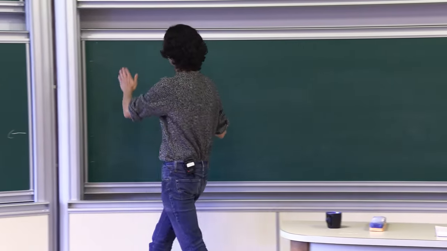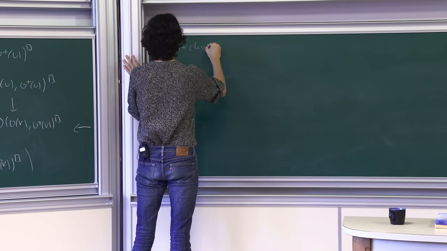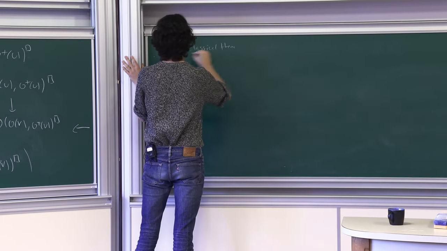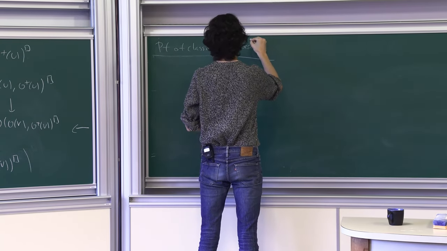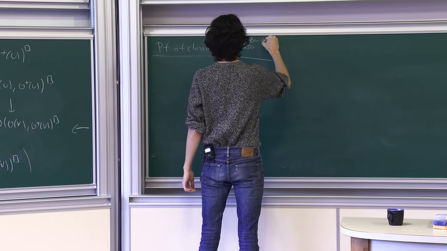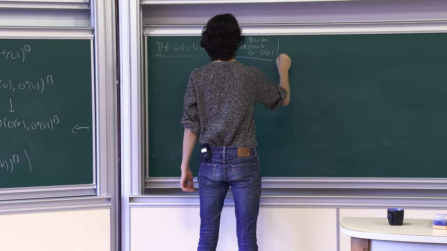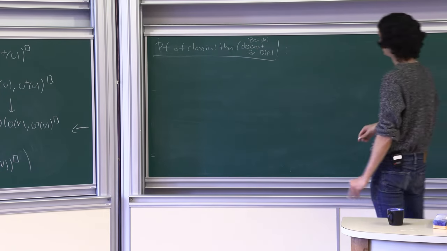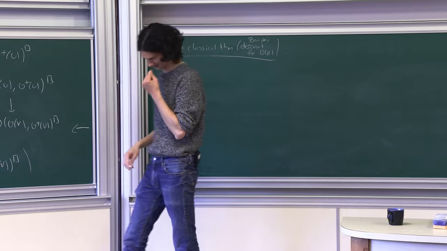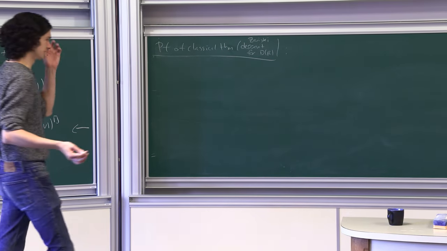So, proof of the classical theorem. Meaning descent, Zariski descent, you could call it, for D of R. So we're interested in this site of distinguished opens inside Spec R, with the open cover topology.